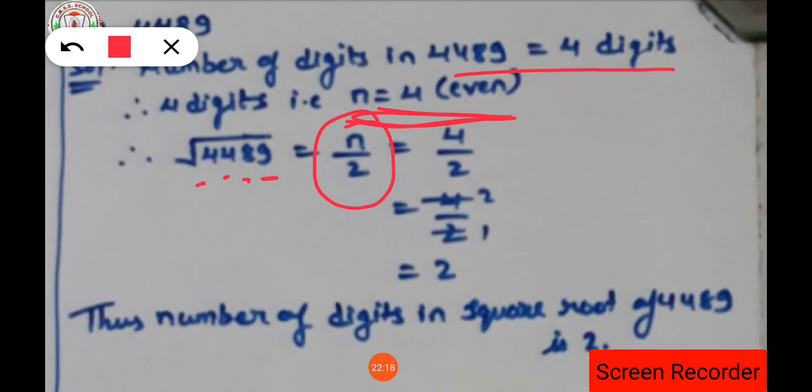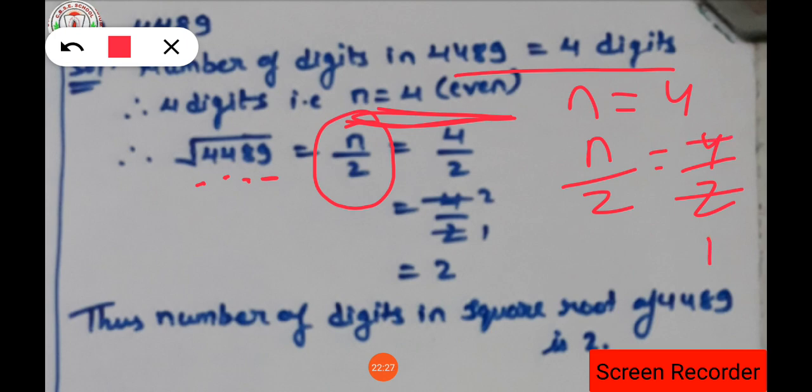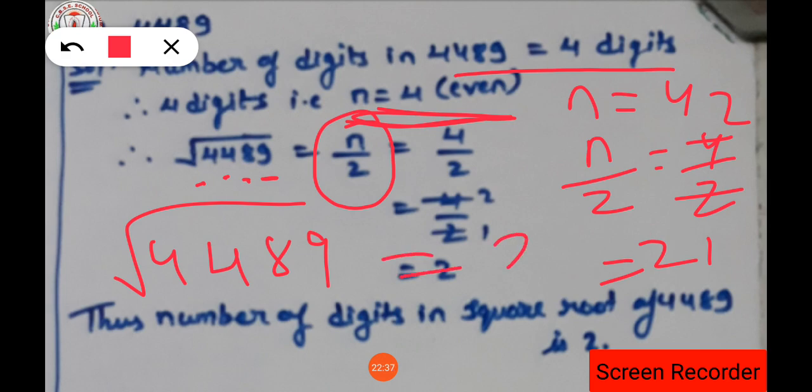Then what is the value of n we are having? N we are having as 4. So n by 2 is there. That means 4 by 2, isn't it? So that will get cancelled. So how many are left? 2 is left. That means 4489, the square root of this number will be 2 digit, not 2 answer.